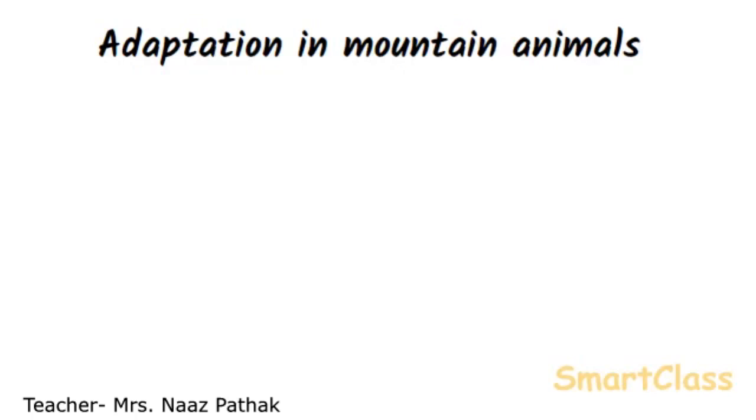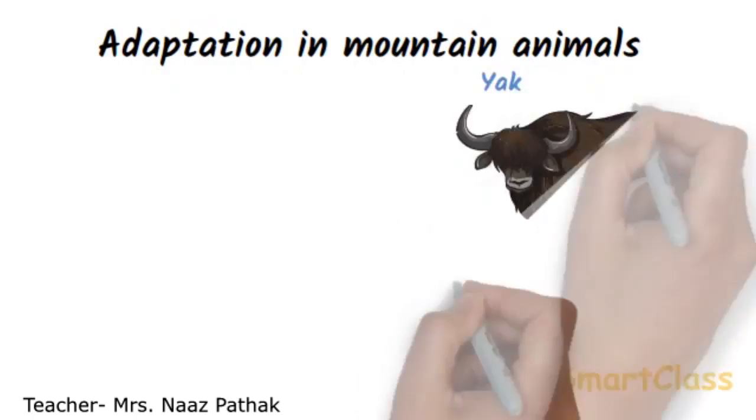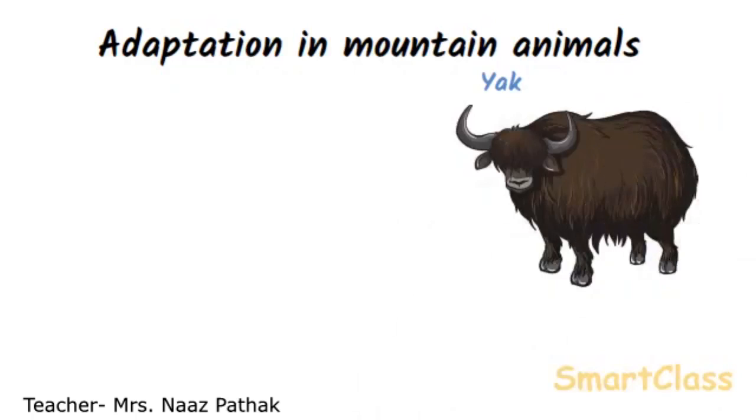Adaptation in yak. Yak is a kind of large ox covered with long silky hair. Yak lives on mountains where it is very cold. Yaks are adapted to live in the cold climate of the mountain by having long hair to protect them from cold and keep them warm.